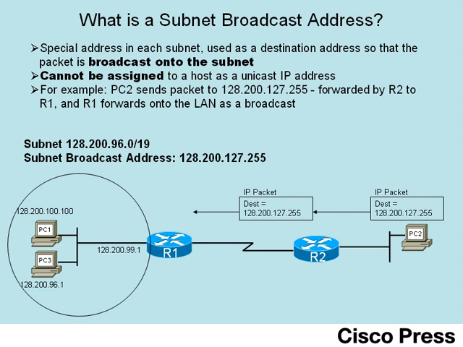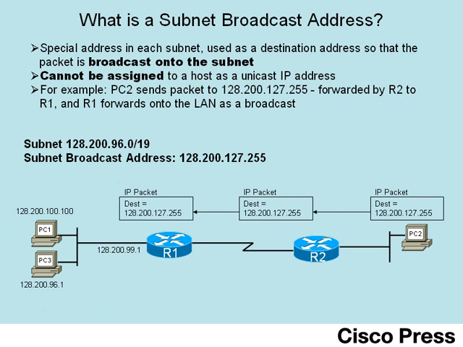Now R1, when it gets the packet, thinks, this address is actually a subnet broadcast address on the subnet connected to my LAN interface. So when R1 forwards the packet, R1 encapsulates the packet in an Ethernet frame, but sends this Ethernet frame as an Ethernet broadcast. As a result, this Ethernet broadcast frame goes to all devices on the LAN, including PC1 and PC3, so both PCs get a copy of this particular broadcast.